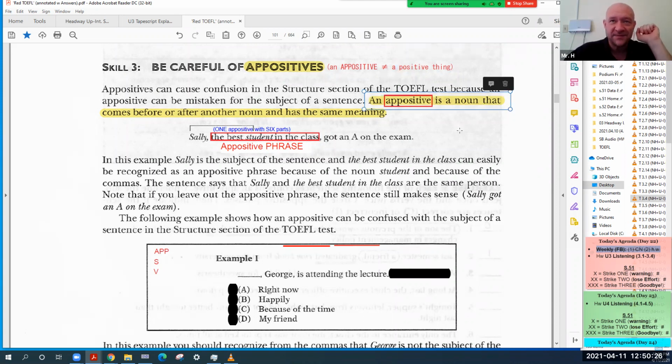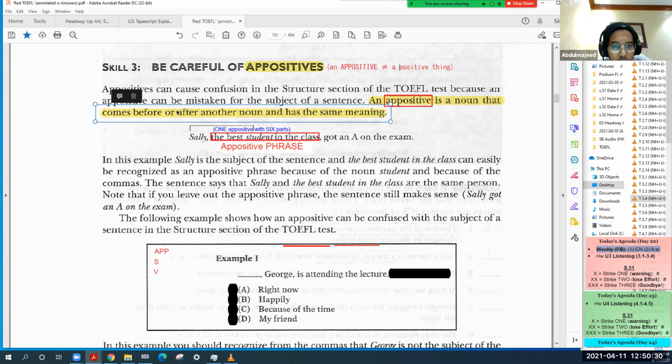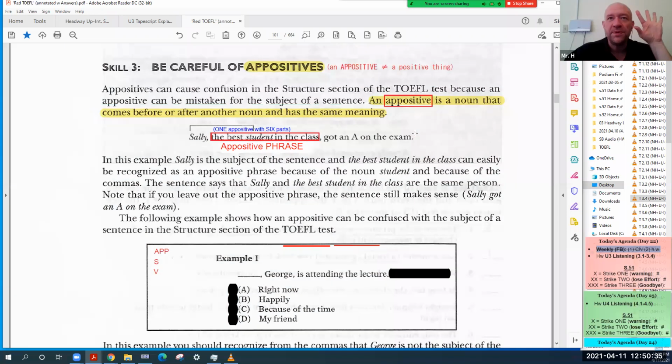What is an appositive? An appositive is a noun that comes before or after another noun and has the same meaning. Comes before or after another noun, and it has the same meaning. All right. So, Sultan, you want to read? Example: Sally, the best student in the class, got an A on the exam.